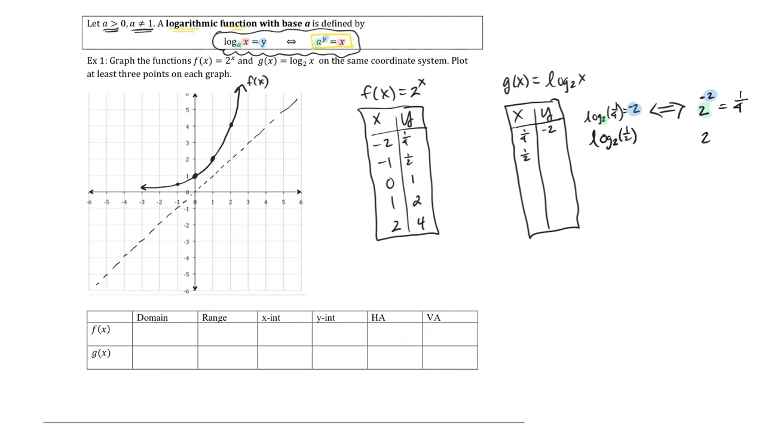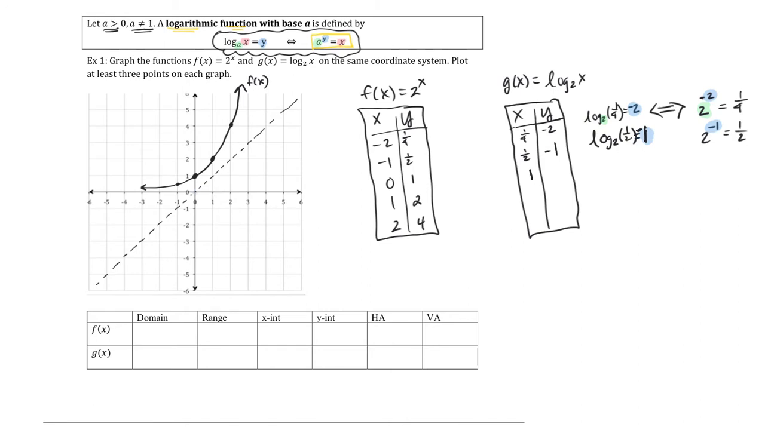Let's think about what it means to have log base 2 of 1/2. 2 to what power is equal to 1/2? It's the -1 power. So that would be our exponent, and that is the answer to the logarithm. 2 to what power is equal to 1/2? It's -1.